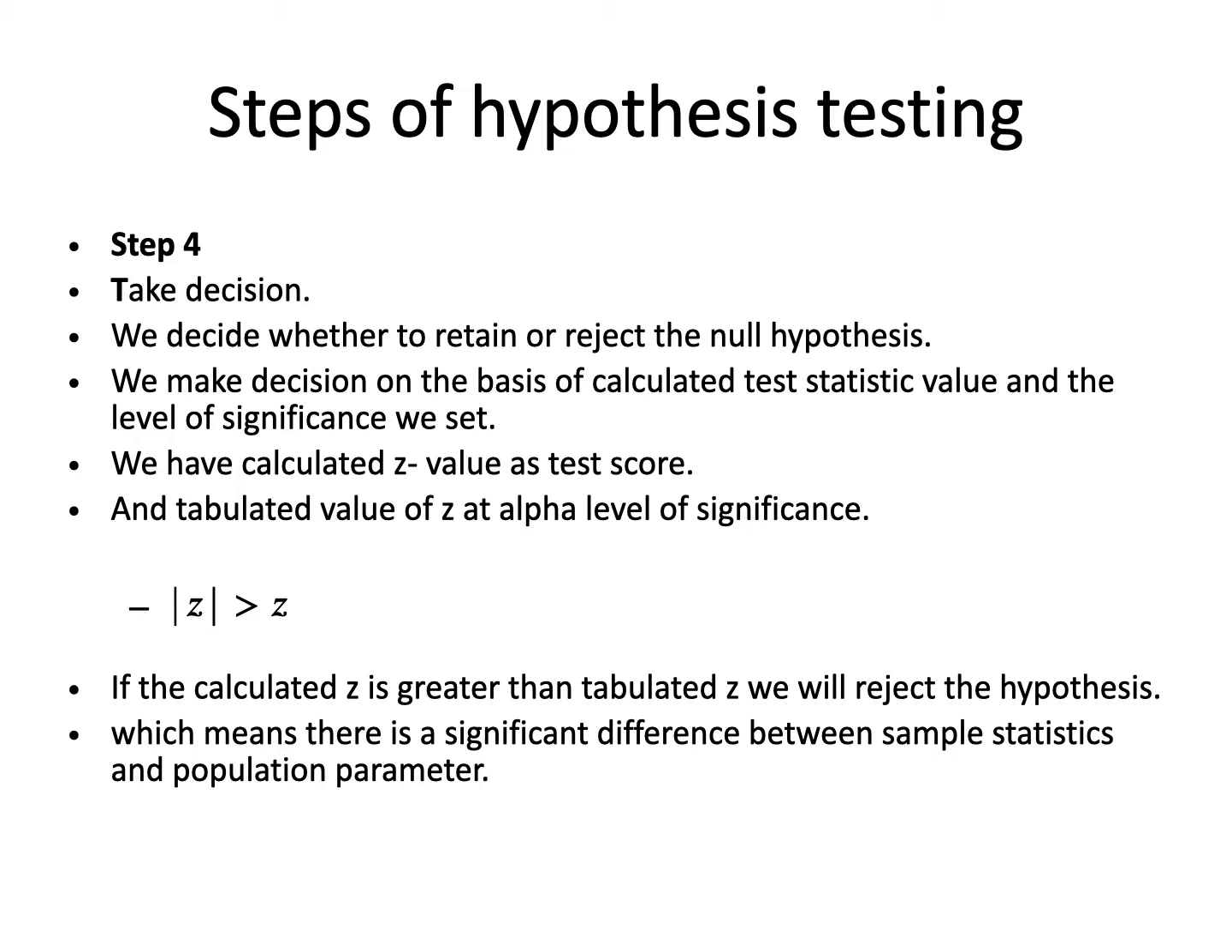Here while taking the decision, we have taken the modulus, because this z is symmetric about the mean, and it may have a positive as well as a negative value. So if the calculated z is less than the tabulated z, we will accept the null hypothesis, which means there is no significant difference between the sample statistic and the population parameter. And if the calculated z is greater than the tabulated z, then we will reject the hypothesis, which means there is a significant difference between the sample statistic and the population parameter.